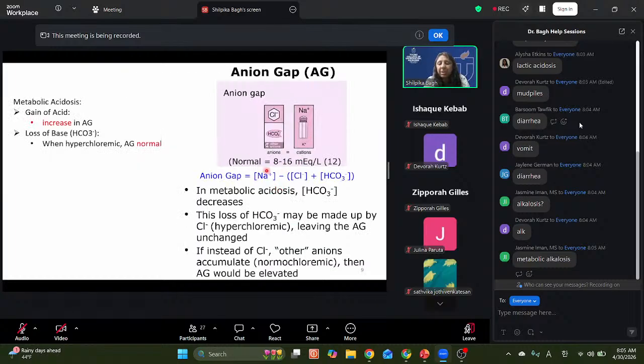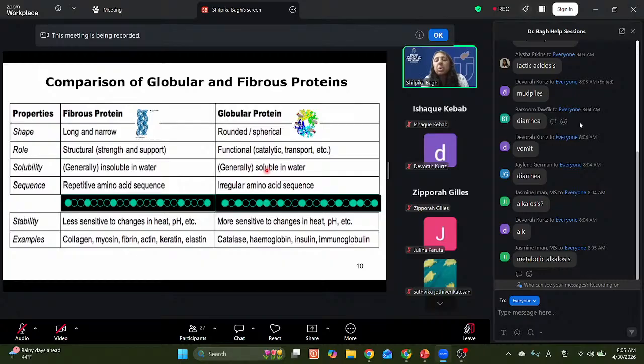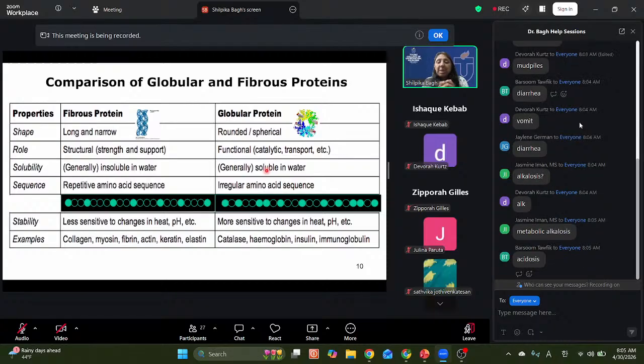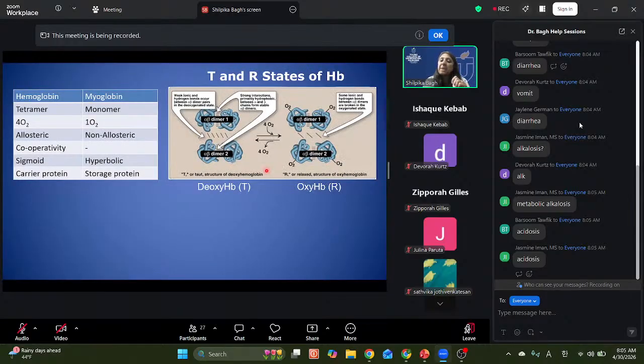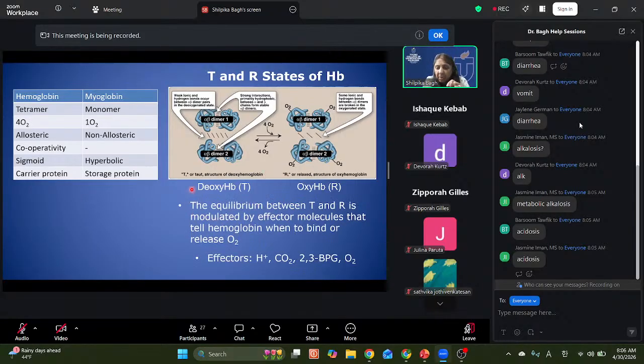Anion gap is used to differentiate different causes of what? Which disorder? Anion gap is used to differentiate different metabolic acidosis. Absolutely wonderful. Everything clear so far? Yes. Then there was fibrous and globular protein. Please do them. Fibrous, do collagen; globular, do hemoglobin. Are you aware of deoxy or TOT? Remember, deoxy, TOT, oxy, relax.